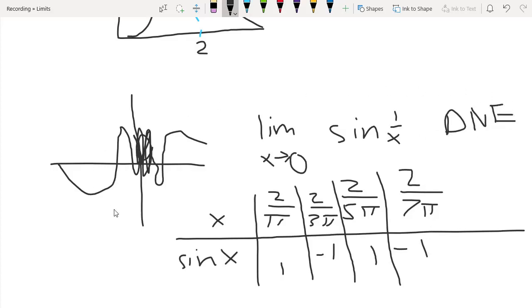I wouldn't worry about this one too much because this limit is rarely tested in calculus exactly. It's most likely tested in BC and integral calculus.